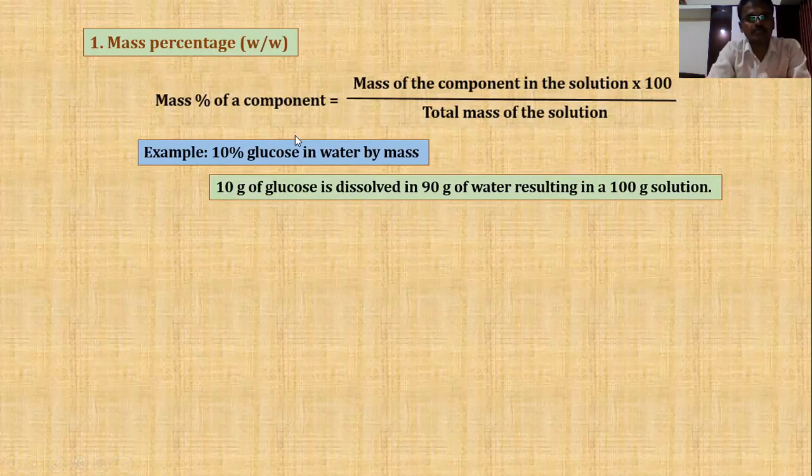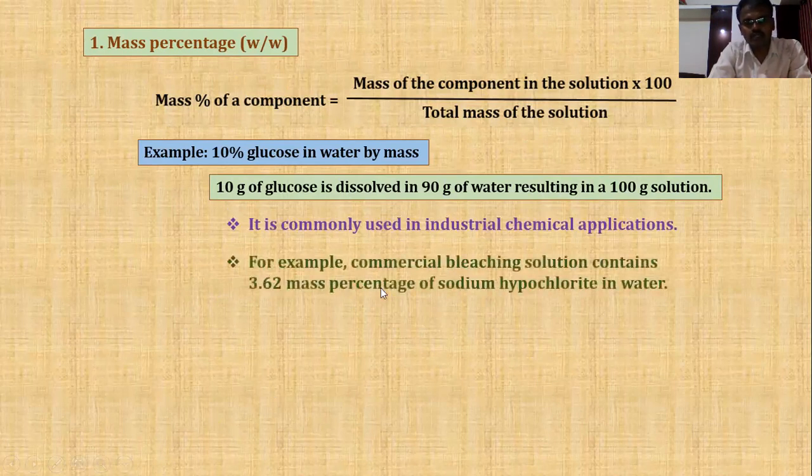Students, generally we use such methods, that is mass percent weight by weight, in industrial applications, chemical industries. It is commonly used in industrial chemical applications. For example, commercial bleaching solution contains 3.62 mass percentage of sodium hypochlorite in water. That means if you take 100 grams of the solution, 3.62 grams of sodium hypochlorite is present, and the remaining is water. Sodium hypochlorite is a very good bleaching agent. So generally we make use of this term in chemical industries, right?